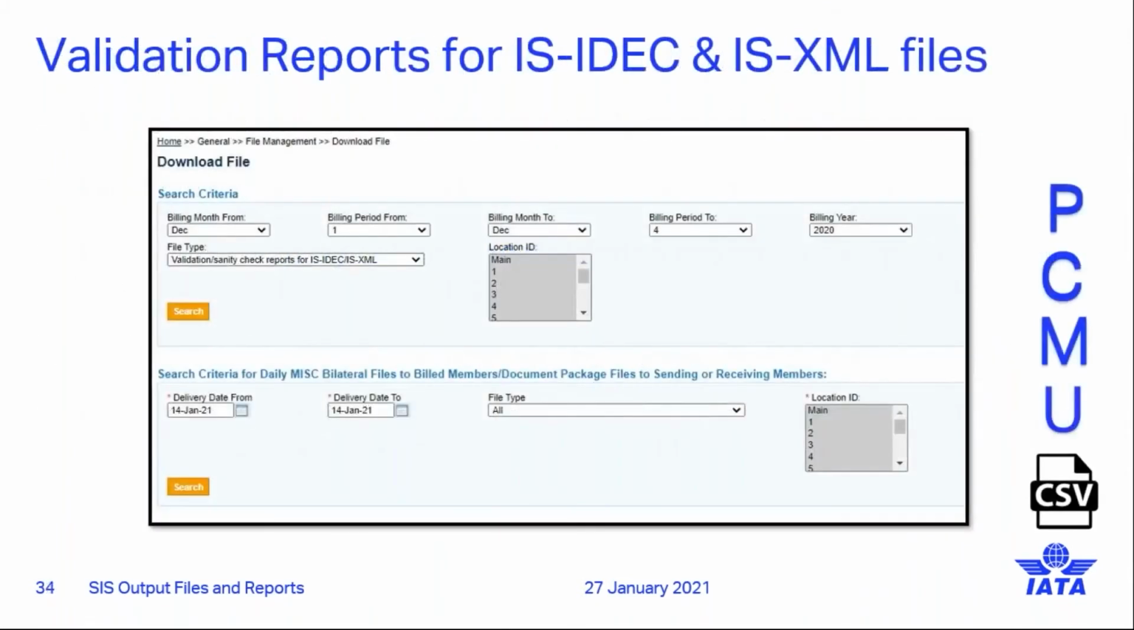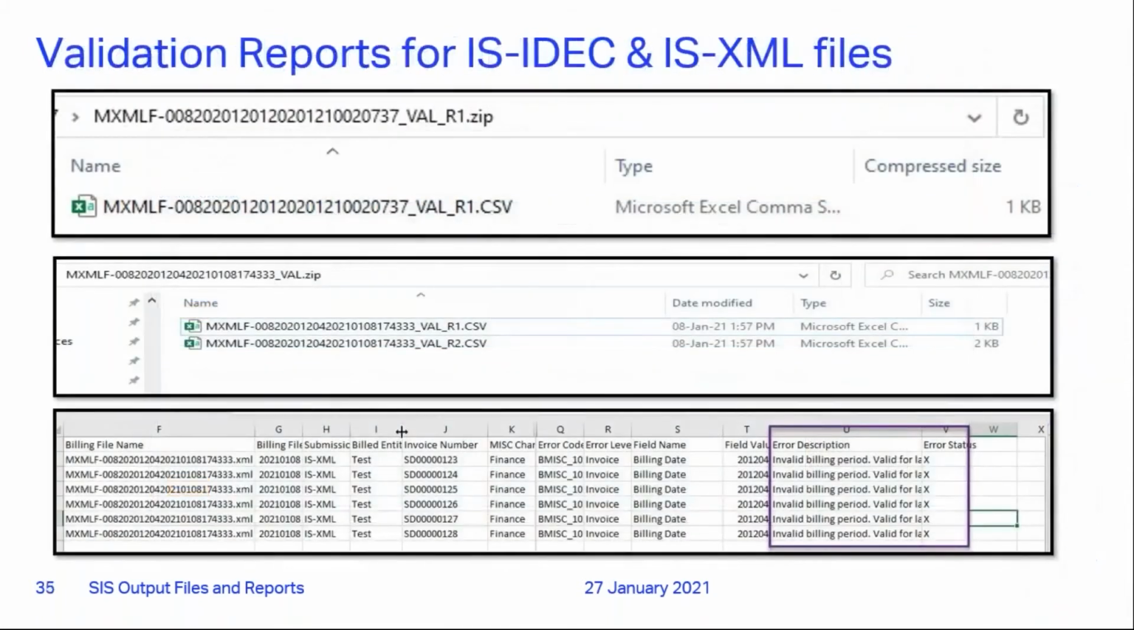Moving forward, this is where you can find the validation reports. It's under SIS General File Management Download File, and it's Validation Sanity Check Reports for IS-IDEC and IS-XML. It is offered for all billing categories: passenger, cargo, miscellaneous, UATP, and it is a CSV file that would look like this, as you can see here in this slide.